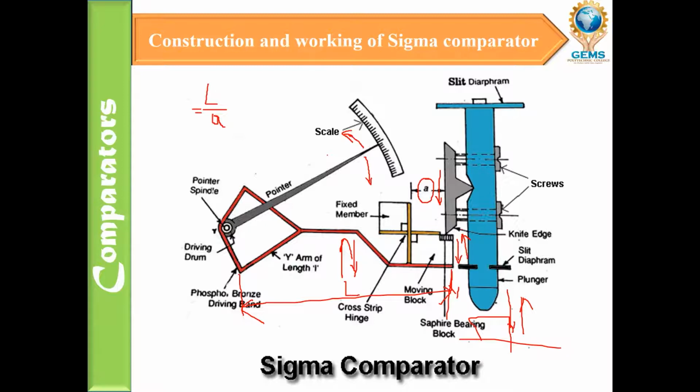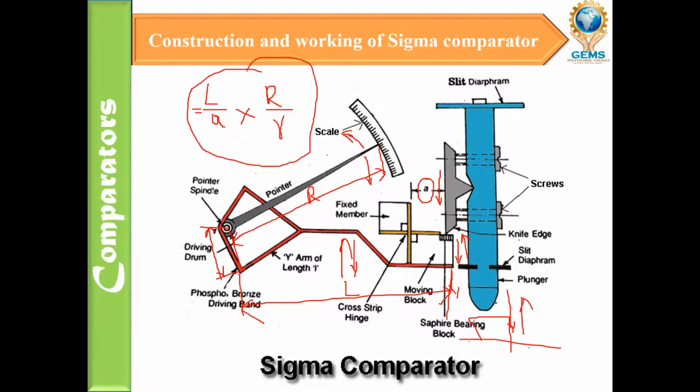Next, if you see this, from here to here, the distance is smaller, the driving drum distance is smaller. And the next one, from here to here, the distance is capital R. So this one into capital R by small r will give the magnification. So how the reading will be there, that will give the magnification.